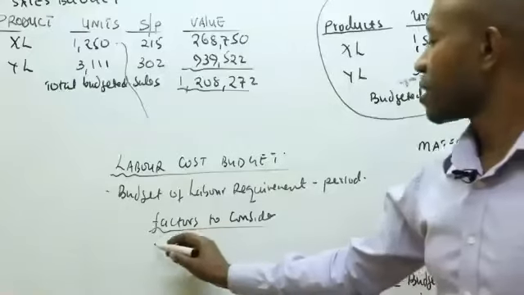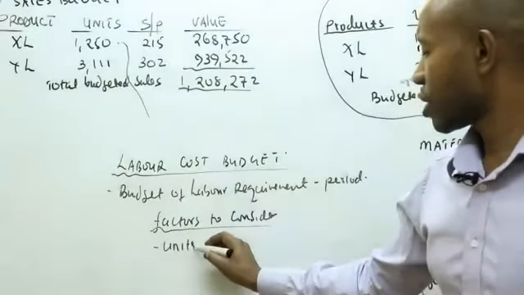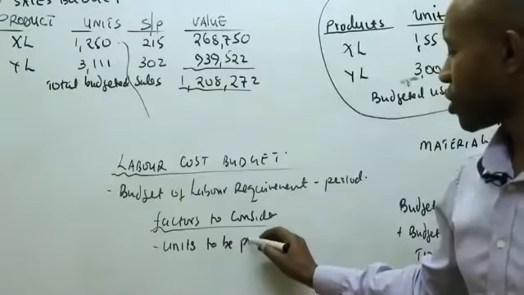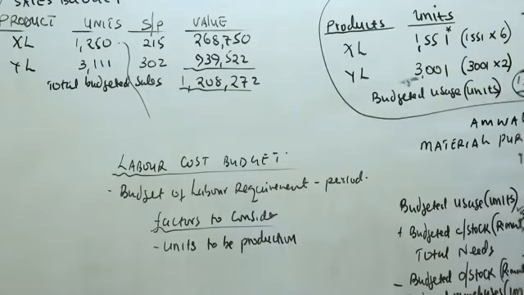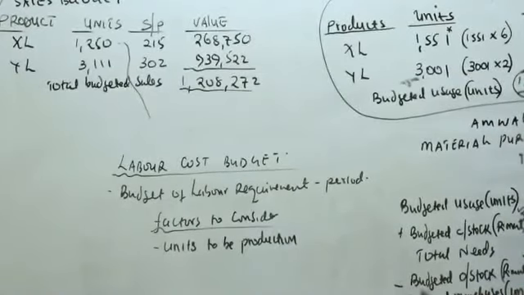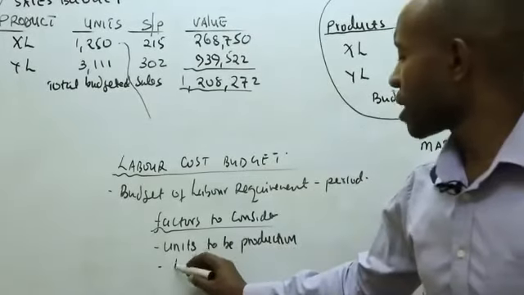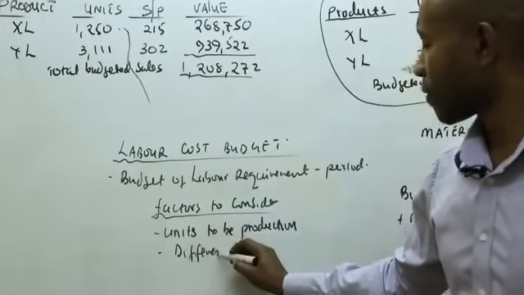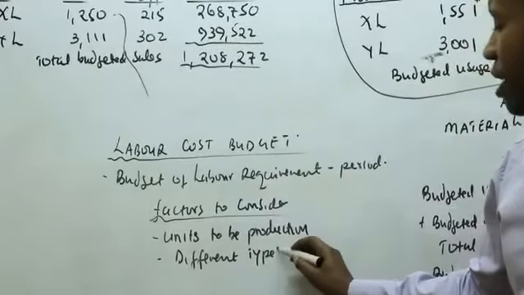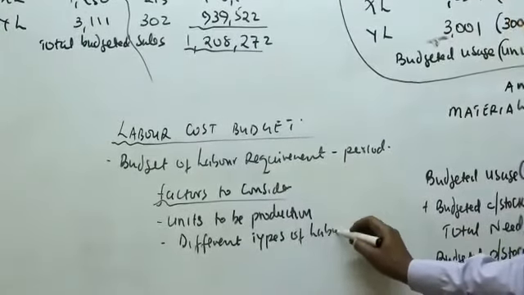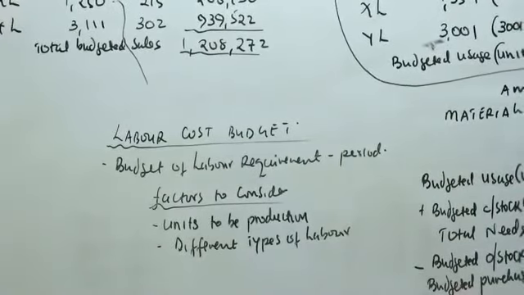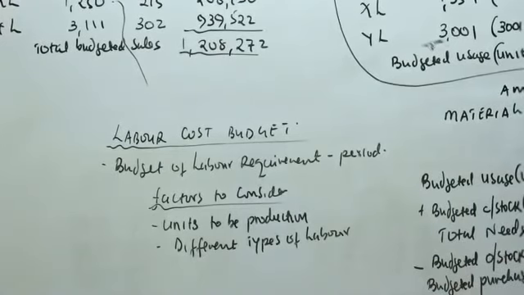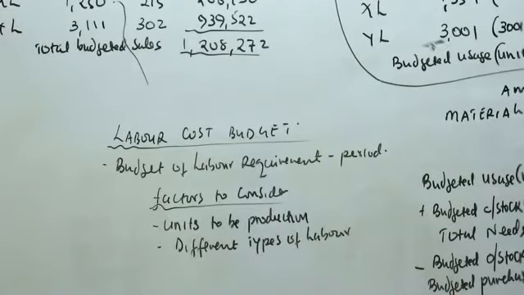Some of the things you want to ask yourself, or factors to consider, is the units to be produced. How many units are you producing? That will guide you when writing the labor cost budget. Then you will say, what are the different types of labor? Maybe we have skilled and unskilled, or labor one, labor two, however you classify them.